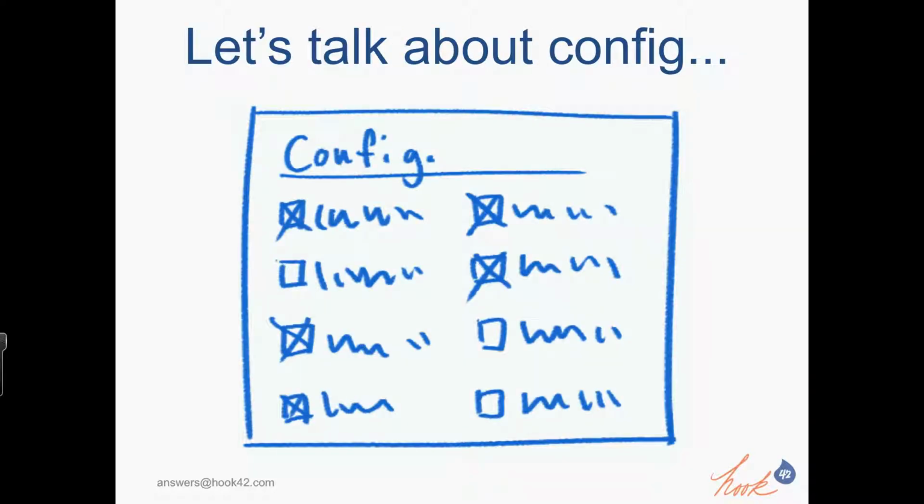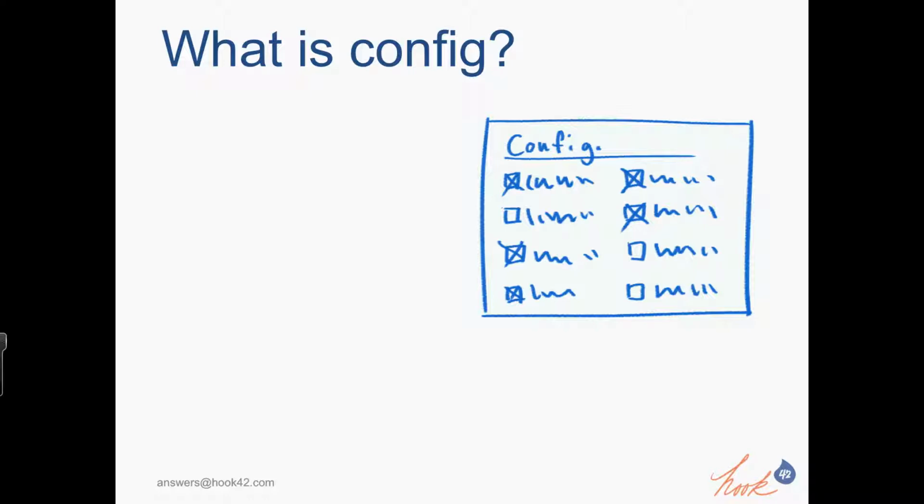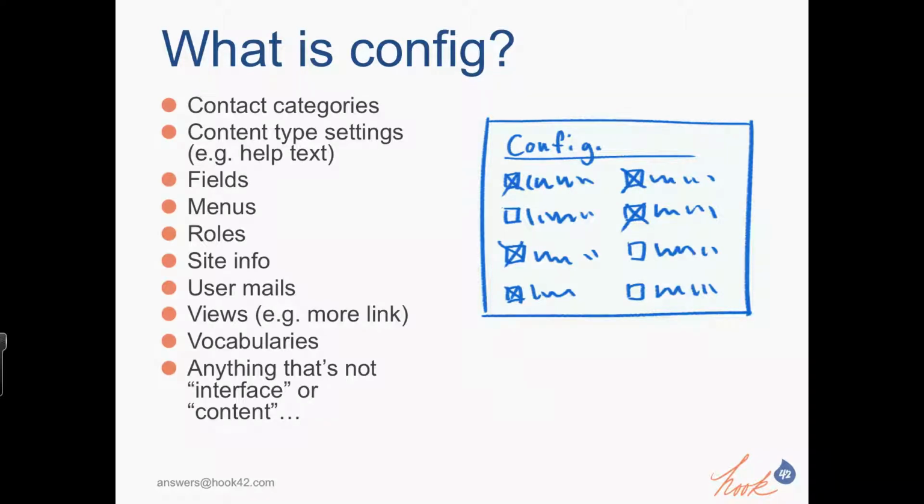So now we're going to talk a little bit about config. The config, what is it, right? This is a weird one too. It's a lot of things. It's like contact categories. It's the fields, like the field labels, the field types, the field descriptions, like the help text. It's menus itself, not the menu items, right? What is my menu name? What is my menu location? It's user emails, and it's views, right? The view structure, vocabularies, and it's anything that's basically not interface or content.